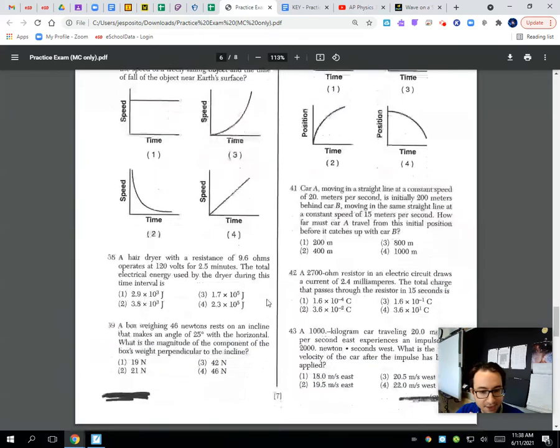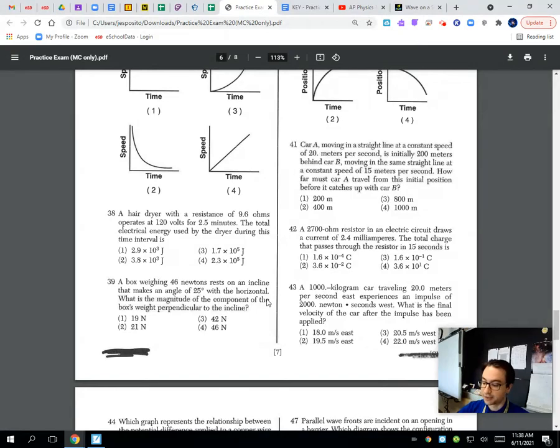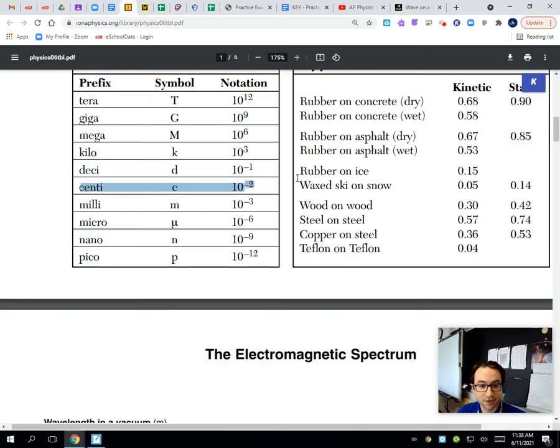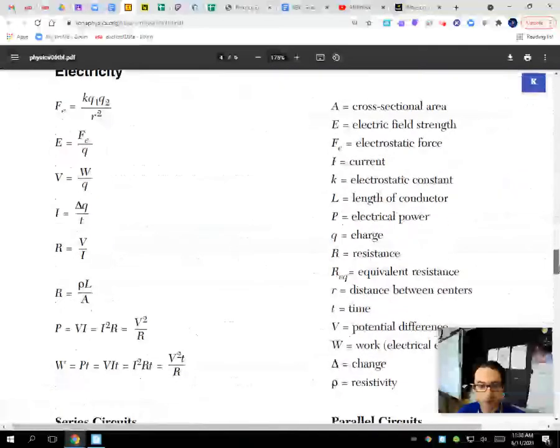Number 38, a hair dryer operating as a piece of what will be a parallel circuit, assuming there are other things plugged into the outlet. We don't need to know it's a parallel circuit. We have information about the resistance, the voltage, and the time for this hair dryer in operation. And our question is for total electrical energy. So we just go to our equations. We look up the equations for electrical energy.